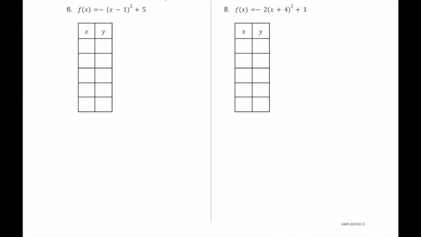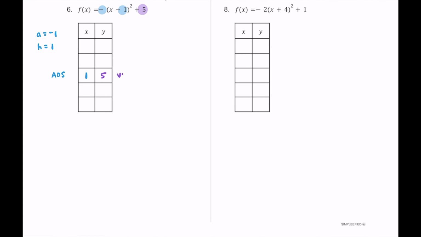For number 6, let's see if we can identify each of our pieces here. This negative in front lets us know that a is going to equal -1, so it's going to be flipped upside down, but no stretching or shrinking, same wideness or narrowness. Then we have this -1, which lets us know that h is going to equal +1. So that's going to be right over here, and that's going to help us with our AOS, or axis of symmetry. And finally, this +5 out here lets us know that 5 is going to be our y value for the vertex.